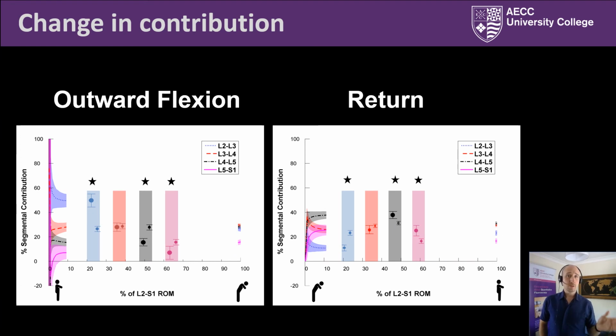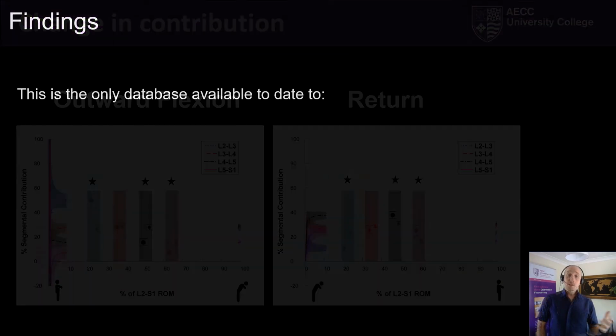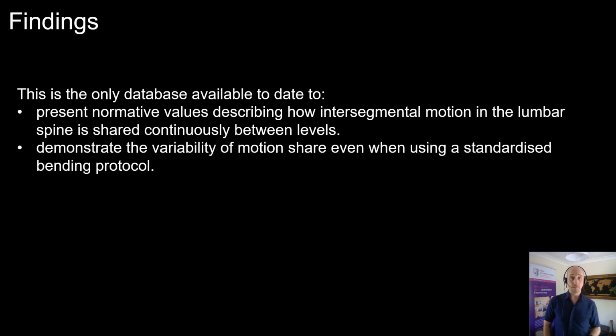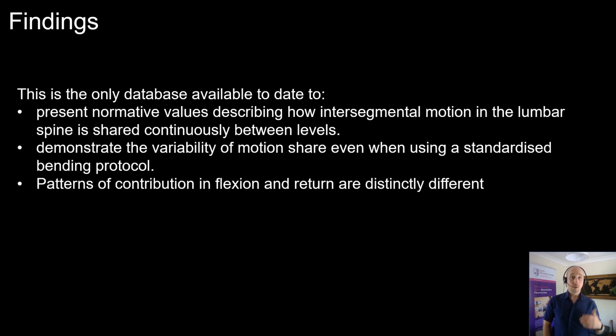Here we see significant changes to the contribution over the course of the motion, with the exception of L3-4, which seems to remain consistent throughout. This is the largest data set available to date to present normative values for continuous contributions to motion of the lumbar spine. Unlike previous studies of a similar size, Wong 2004, we find that contributions to motion vary throughout the bending task, especially flexion. The percentage contribution to motion, both in flexion and return, was also shown to be distinctly different, as one would expect with the different muscle contractions.